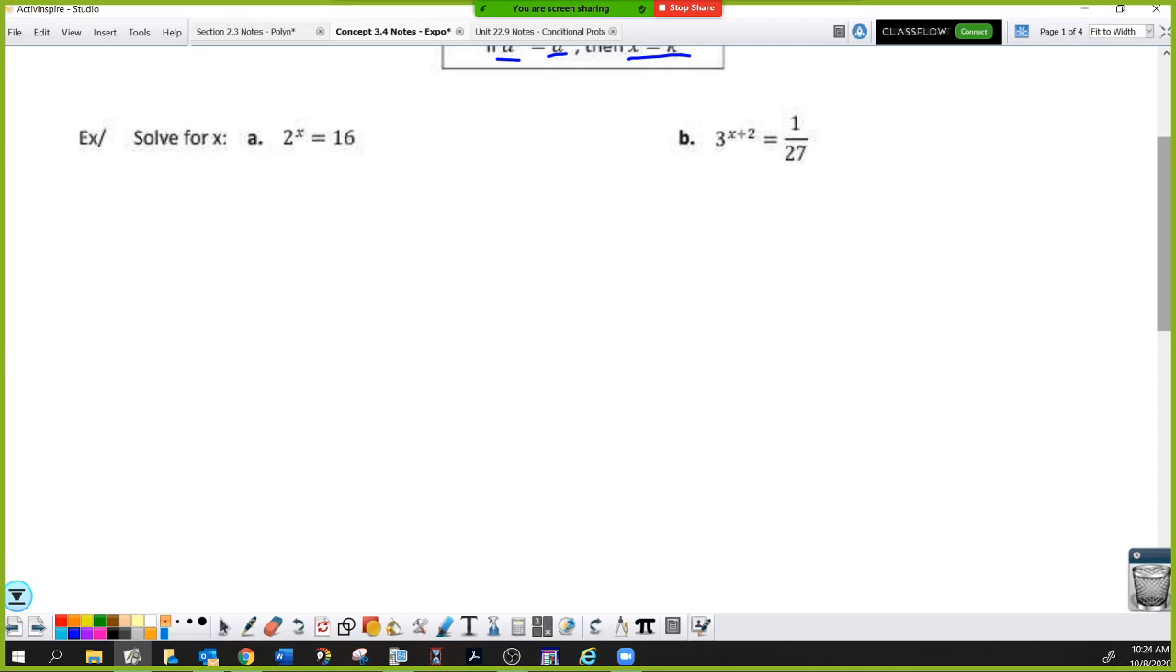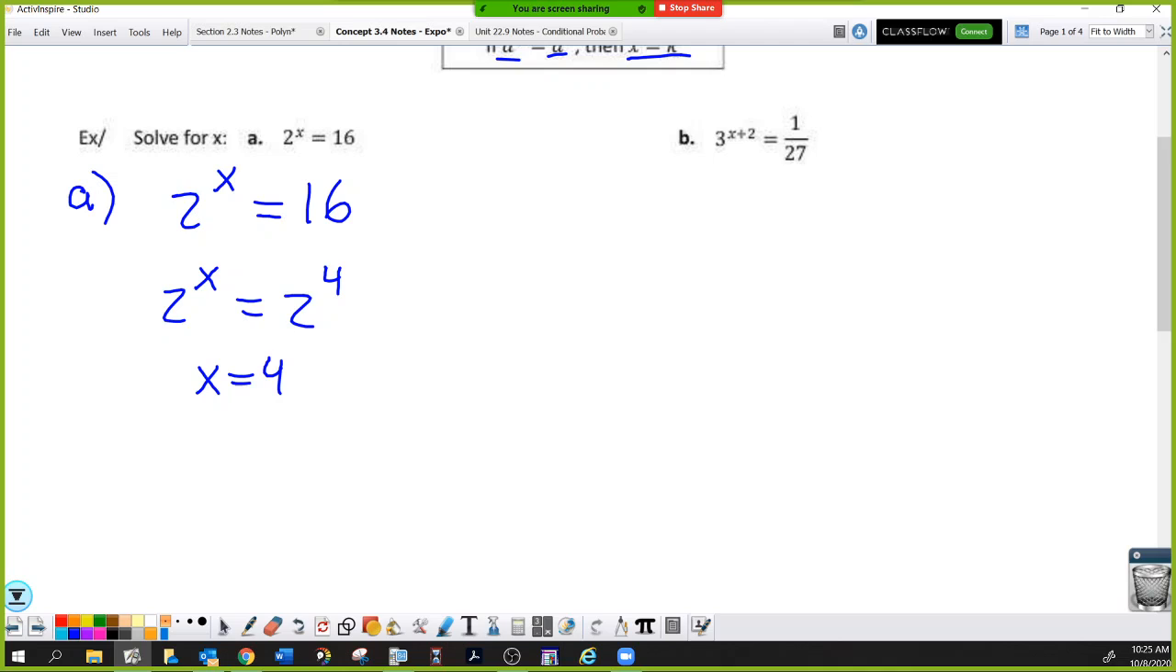So remember, the exponential bases must match. For part A, we have 2 to the x equals 16. Now, I don't just want to say the answer. I want to demonstrate a skill. I need to make both sides have the same exponential base. Luckily, 16 is a base 2 number. 16 is 2 to the 4th. And now that the bases are equal to each other, the only way that this is a true statement is if the exponents are equal to each other, and oh look, we're done. That's it.